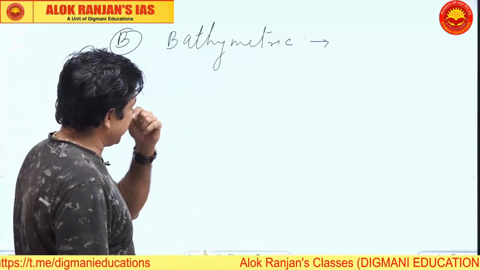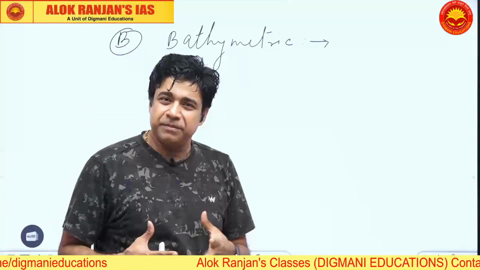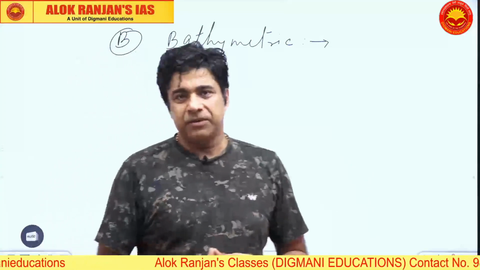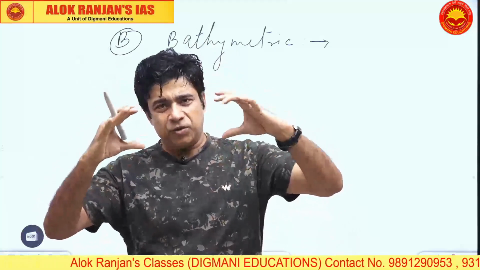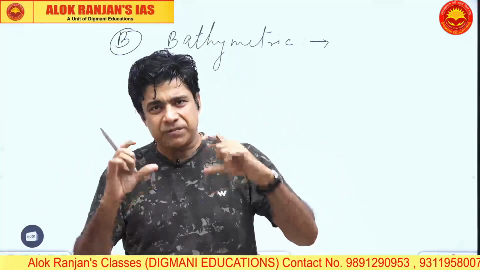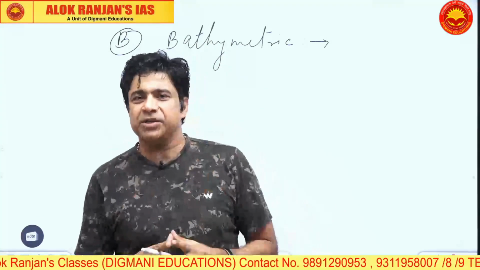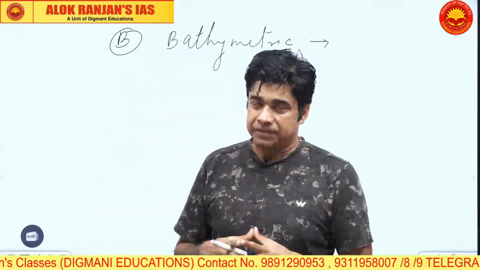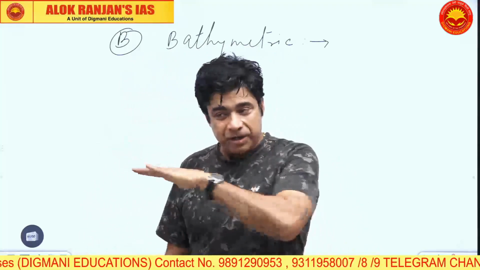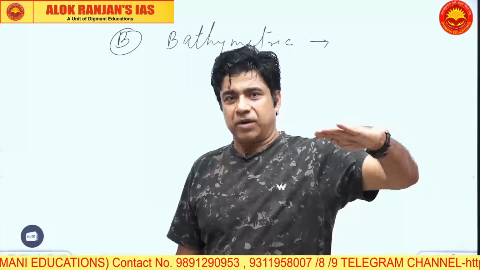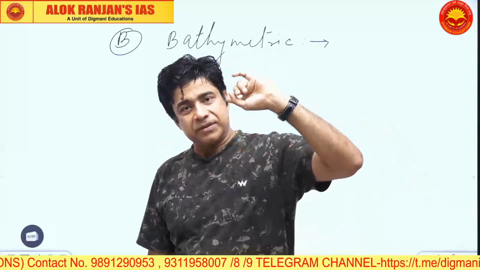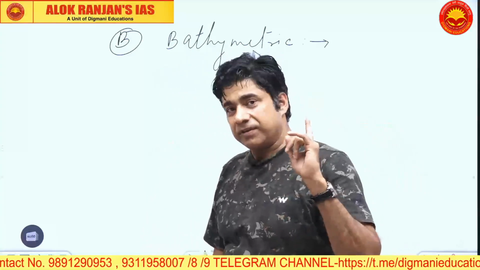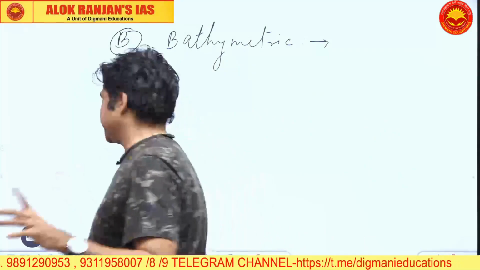बैथीमेट्रिक में आते हैं. Bathymetric meaning depth. So how we define the zone with depth, ocean zoning with depth, demarcation of oceans with depth. How the upper part is called, how it will be named, not on the basis of the sun rays, but this time on the basis of the depth itself.